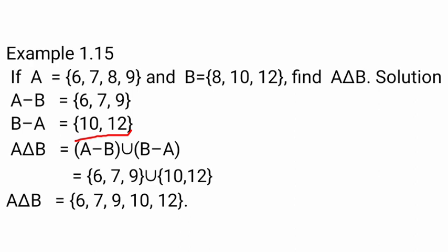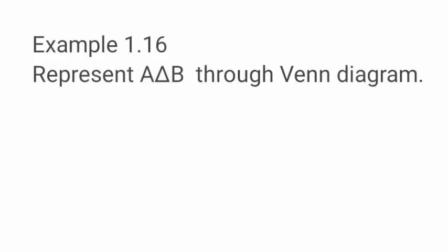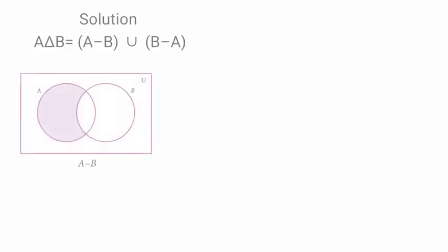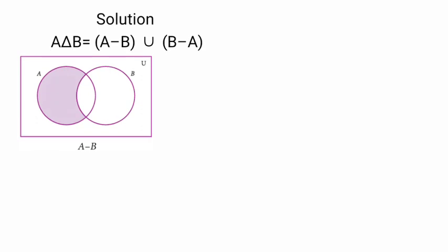Therefore, A delta B equal to A minus B union B minus A. A minus B, A difference B, is {6, 7, 9}. Union B difference A is {10, 12}. What is the meaning of union? Joining both sets. Therefore, joining all elements 6, 7, 9, 10, 12, that is the symmetric difference. Can you understand? Okay.